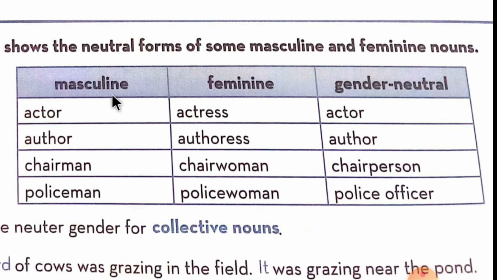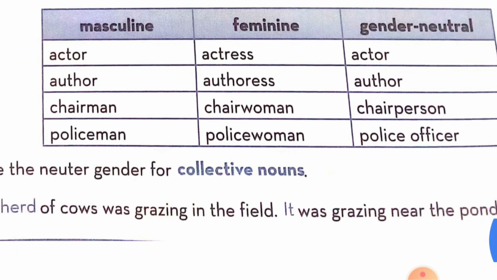Same way, chairman is a masculine gender, chairwoman is a feminine gender. But for both these words, we have to use one common word, chairperson. That is a gender neutral word, or you can say the common word. Policeman, that is masculine gender. What is feminine gender? This is also a compound word. So police remains the same in both. What will be the change? Man in masculine and woman in feminine. So it is called policewoman. But for both of these we have to use a common word, that is police officer. So I hope students you understood this table properly.